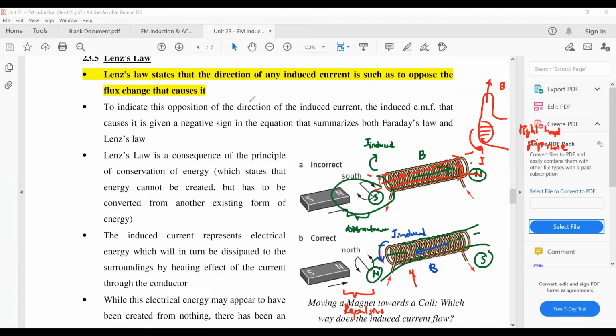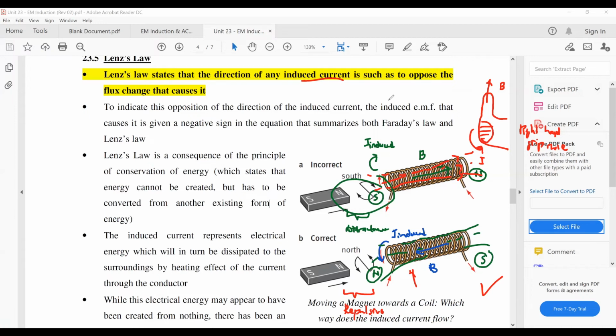Now this one seems more logical according to the principle of conservation of energy. So the actual case that will happen in real life is this, as a consequence of Lenz's law, which tells you that your induced current will always be in such a way as to oppose the flux change that causes it.